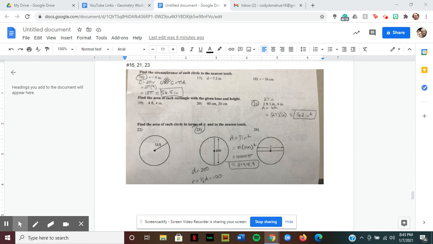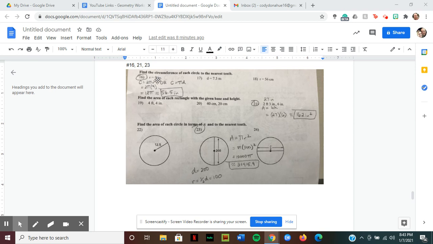So when we think about our circumference formula, we have two ways to write it. That is, circumference is equal to 2 pi times the radius of the circle, or it's equal to pi times the diameter of the circle. Whichever one we use depends on what we are given. For this one, we're given the radius. So let's use this one, 2 pi r.